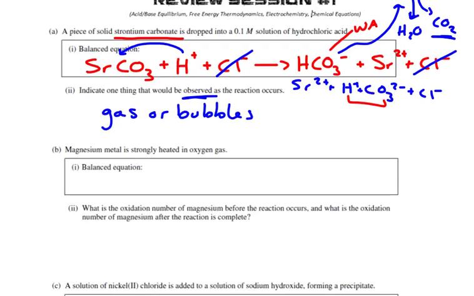Here we go. Magnesium metal. This one we're going to be able to get. So Mg, strongly heated in oxygen gas. If you want to put a little triangle like that, that's great. That means heat or light, or you can write heat. That's all it says. So if I have no other options, what am I doing?